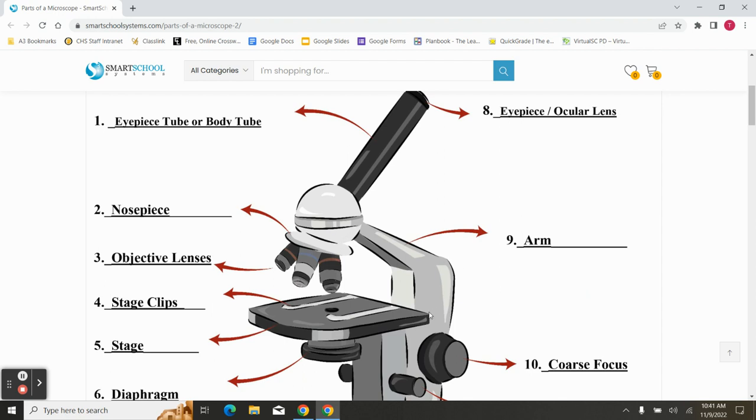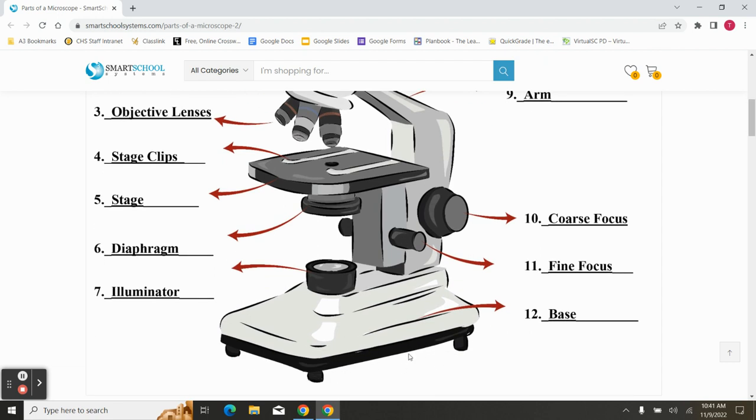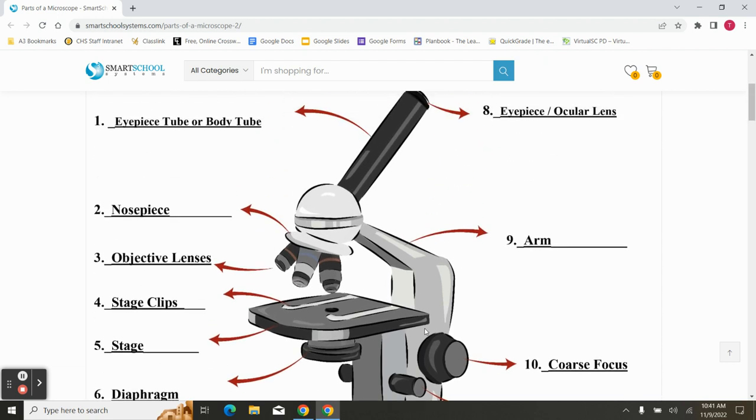Number 9, the arm. That's what holds the whole optical system to the rest of the microscope. This is where you grab the microscope when you're carrying it. You'll grab it by the arm and you'll put one hand under the base. This black square is the stage. The stage is where you put your microscope slide for viewing. It holds your microscope slide. They typically have 2 stage clips on them to clip the microscope slide to the stage.